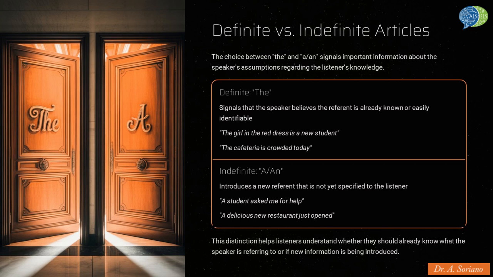Indefinite article, "a" or "an." Using "a" or "an" is a way to introduce a new referent that the listener hasn't heard about yet. For example, a delicious new restaurant just opened. You're not assuming they know which one, you're telling them about it for the first time. This distinction is vital because it directly tells the listener, should I already know this? Or, this is new information.